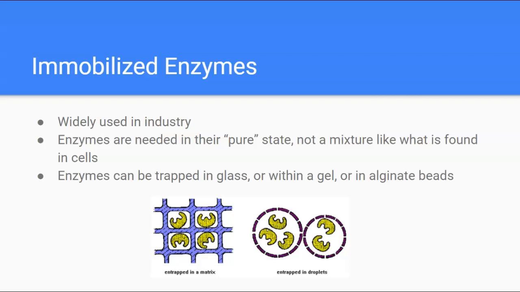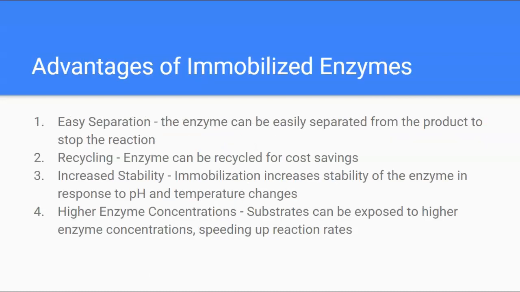It's widely used in industry because putting enzymes in their pure state and not in a mixture like what's found in cells, right? We have so many different enzymes, different cells, different molecules, different nutrients, all of these things just existing in our cells, but extracting just the enzyme and keeping them in their pure state makes them so much easier to use. So enzymes can be trapped in glass, in a gel, in alginate beads, in any capacity. But what are they used for?